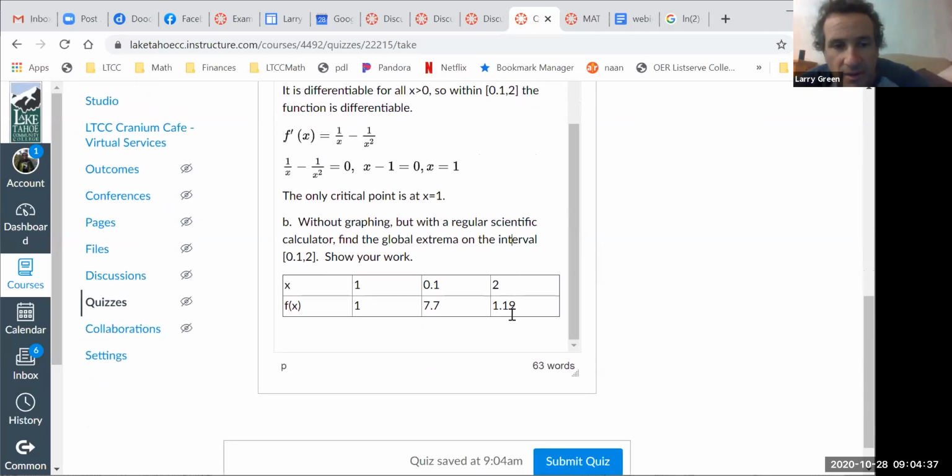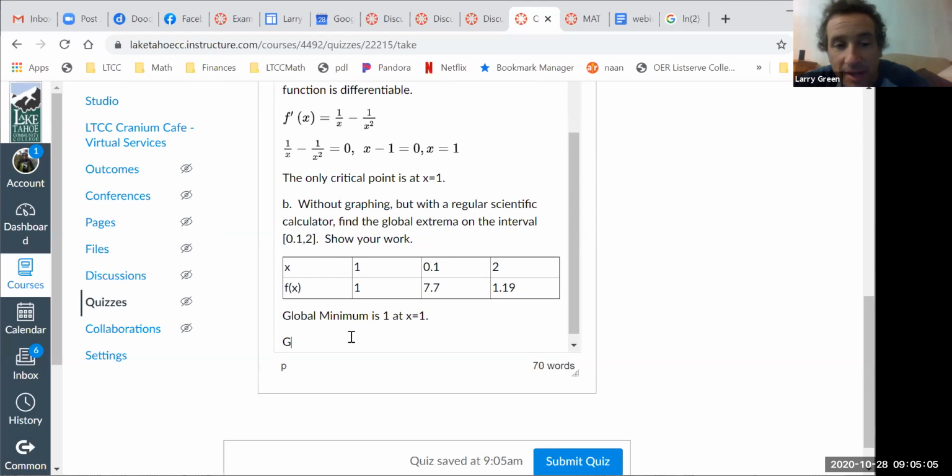Okay. So now we got to use this fact. So we're asked to find the global extrema. Okay. So what is the global minimum? Yeah, global minimum is 1, and at x equal 1. And what is the global max? Yep, the global max is 7.7 at x equals 0.1.